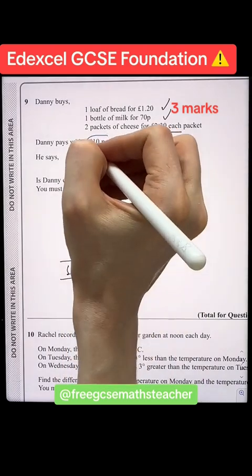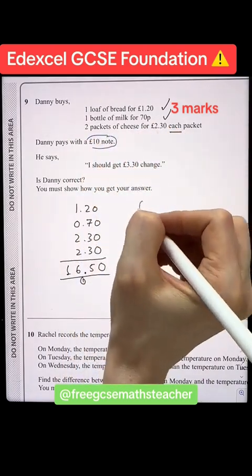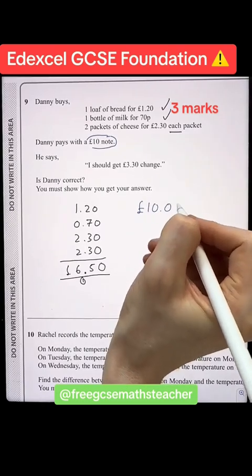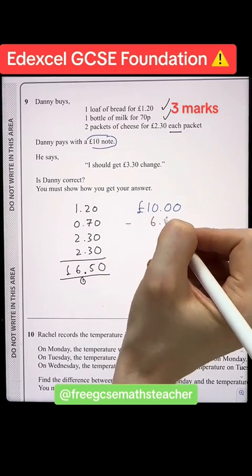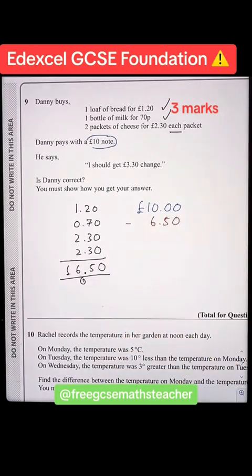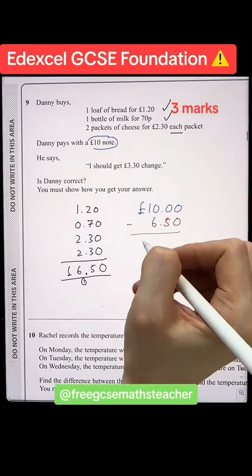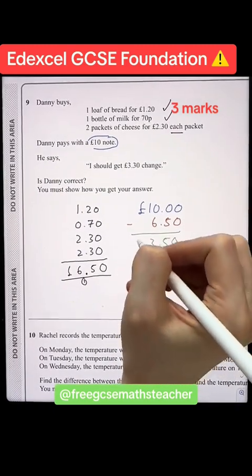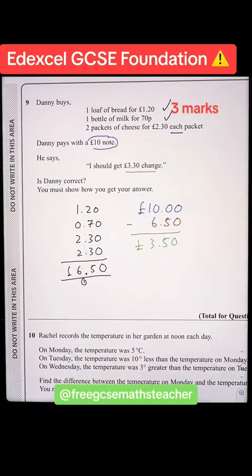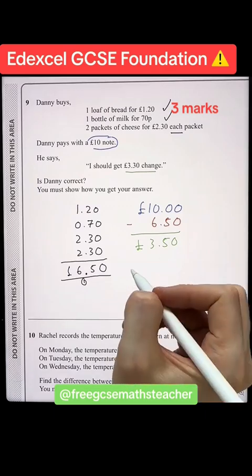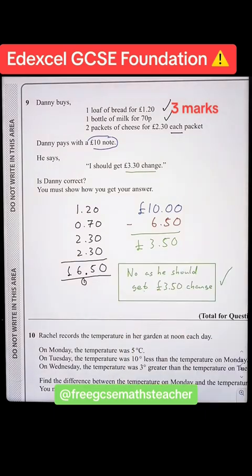As Danny paid with a £10 note, and his bill came to £6.50, I know £10 is 10.00. I'm going to subtract his total bill, which in this case is £6.50, and £10 take away £6.50 will mean he's got change of £3.50. As he says I should get £3.30 change, is Danny correct? No, as he should get £3.50 change.